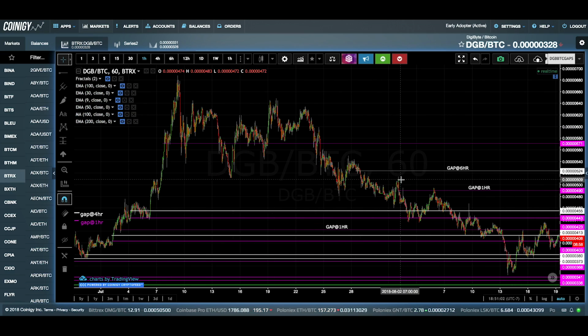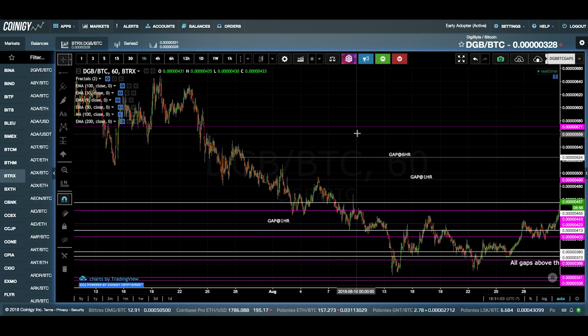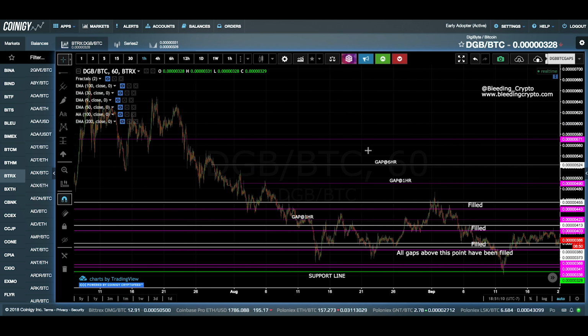There we go. So now we have several gaps here that have not been filled that will eventually come up and fill the same way it did here.